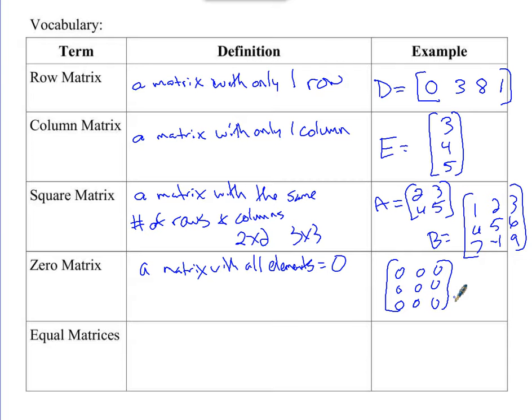Does a zero matrix have to be a square matrix? No, it doesn't. I could make a column matrix, and every element in that column matrix is 0.